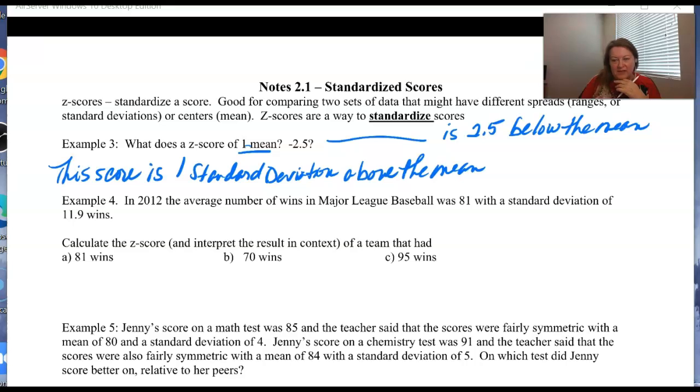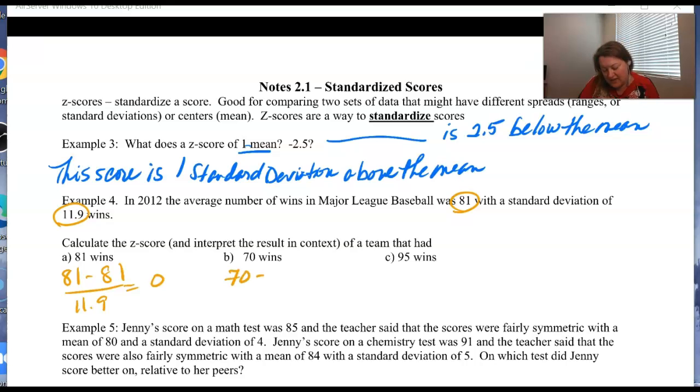Okay, next one. In 2012, the average number of wins in Major League Baseball was 81, with a standard deviation of 11.9 wins. Okay, so it says calculate the z-scores for each one of these. Now we're going to use that formula. So we have an 81 versus the average 81 over 11.9. This is going to be a z-score of 0. That means that they were exactly average, the team that would have scored 81 wins that year.